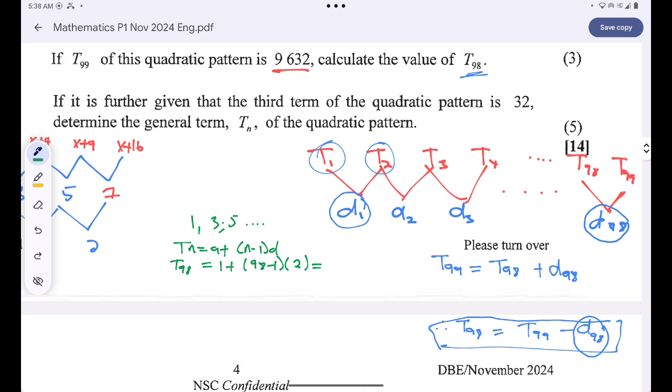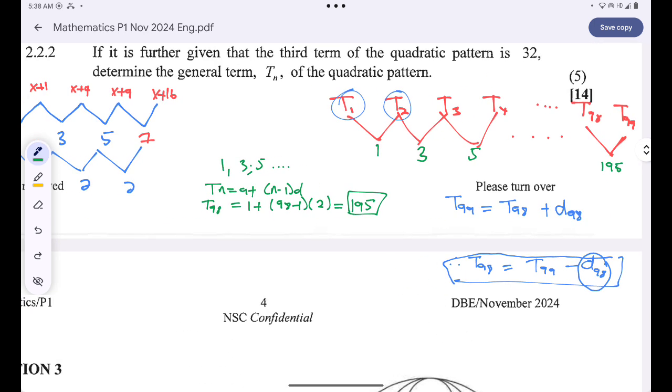1 plus 98 minus 1 multiplied by 2. The answer is just 195. So the 98th term, guys, is just equal to 195, the 98th term of the first difference. So this term over here will simply be equal to 195. I already know the terms over there, there's just 1, 3, and 5.